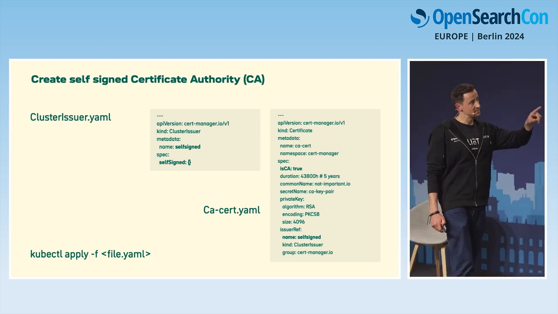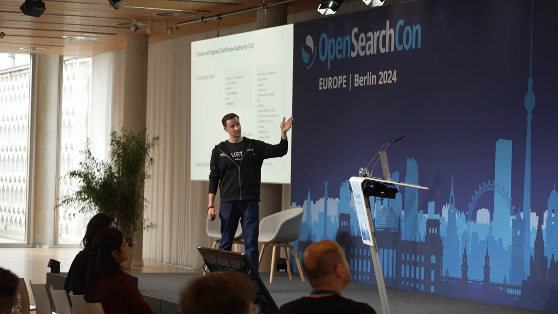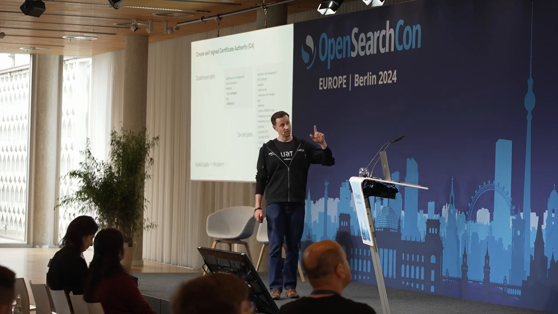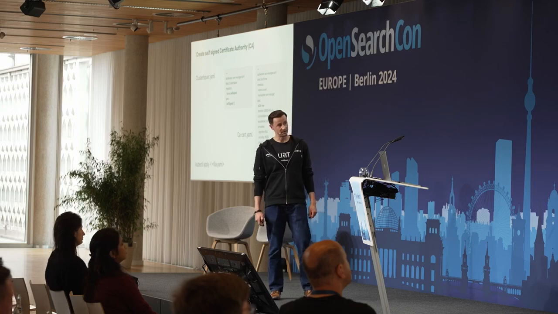Notice the CRDs that I mentioned, that's the kind. So in the first one, the CRD is the ClusterIssuer. The second one is Certificate. Now we can use them. We create the CA for 5 years. We name the secret where we want to store it. And at the very bottom, we specify that we want to use the issuer reference of self-signed.